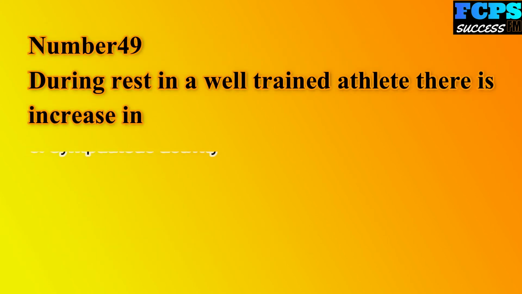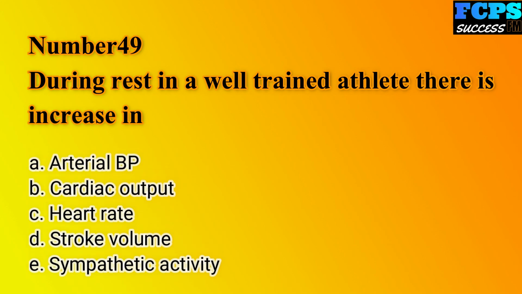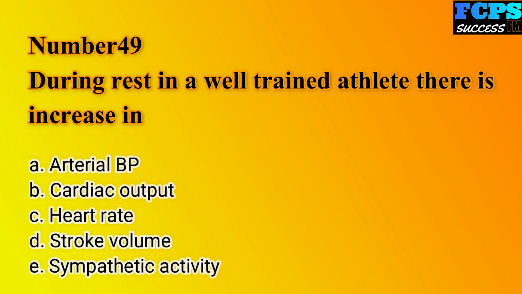Number 49. During rest in a well-trained athlete there is increase in: A. Arterial BP, B. Cardiac output, C. Heart rate, D. Stroke volume, E. Sympathetic activity. Correct option is D. Stroke volume.